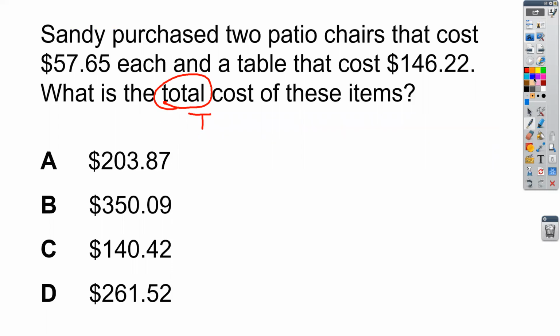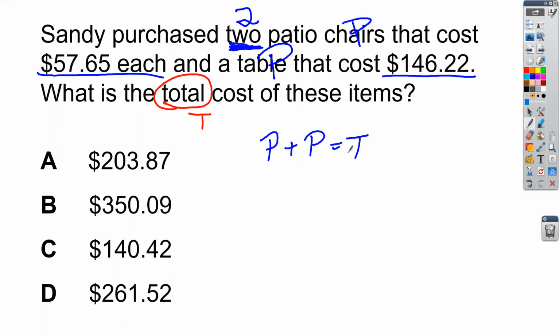For total. So that tells me these other pieces, now I see that's a word, so I'm gonna go ahead and make it a number, but I see that these are parts. So my chairs are a part and my table is a part. So I know in this case we're going to add because it wants the cost of everything. So we're going to use the equation part plus part equals total. Now it said she purchased 2 patio chairs. So we're going to have to either multiply 57.65 by 2 or just add it twice.